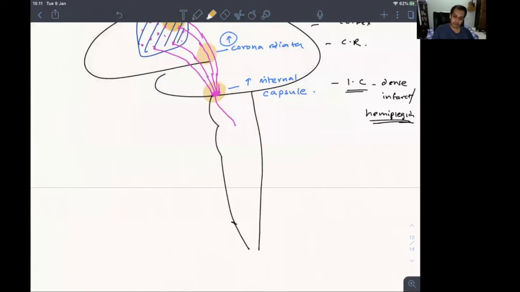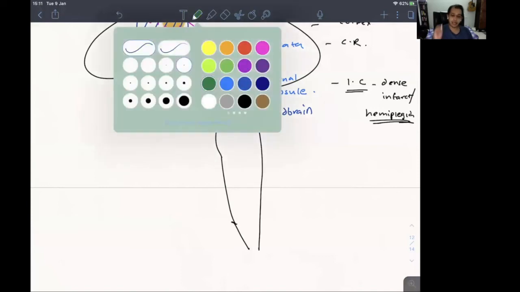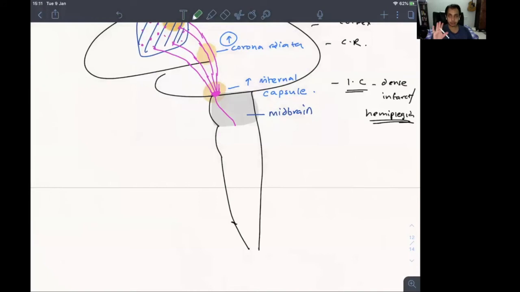Now, in the brainstem, it will first enter into the midbrain. And so this is the midbrain. Now, what are the other things that are there in the midbrain? So the midbrain has mainly two other things that you need to remember right now. One is, it has the nuclei of the third cranial nerve. So your third cranial nerve is your oculomotor nerve, and that controls eye movement.